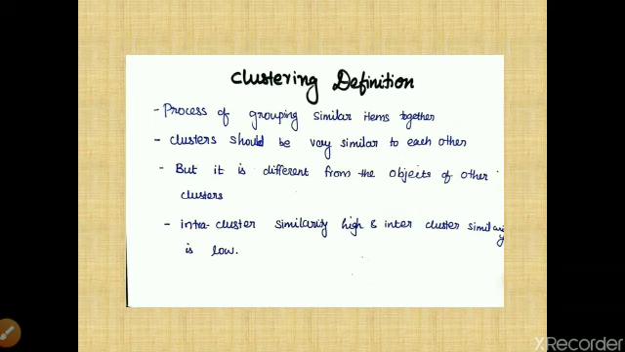Here one thing you have to notice is that while clustering, intra-cluster similarity will be high and inter-cluster similarity is low. That means inside a cluster, all the objects should be very much similar, and between two clusters, the objects of each cluster should be different. Then only we can tell it is properly classified or properly grouped. So, clustering is nothing but a process of grouping similar objects together, and that cluster can be considered as a group.